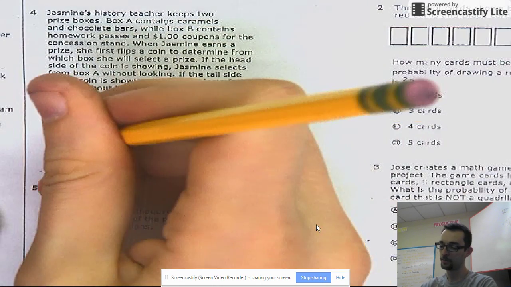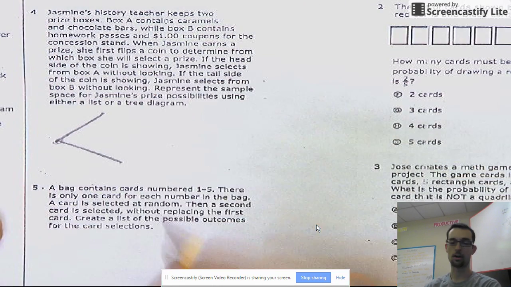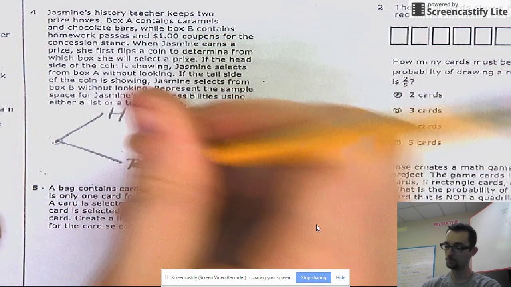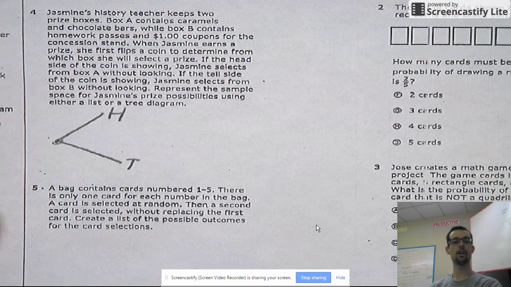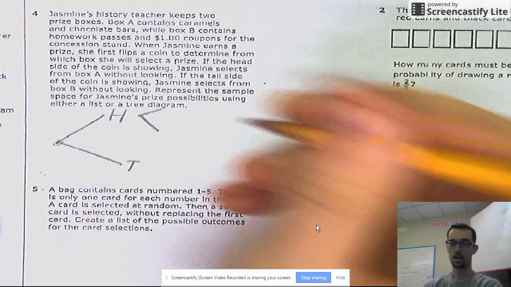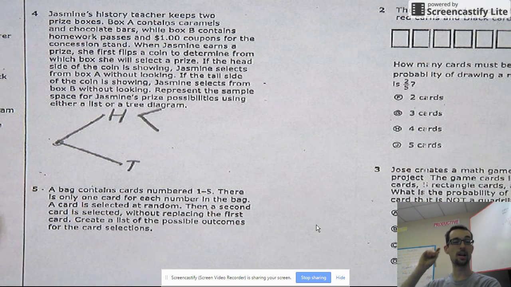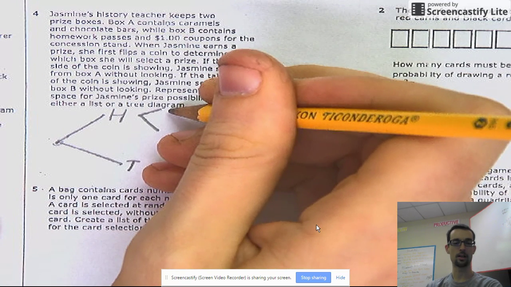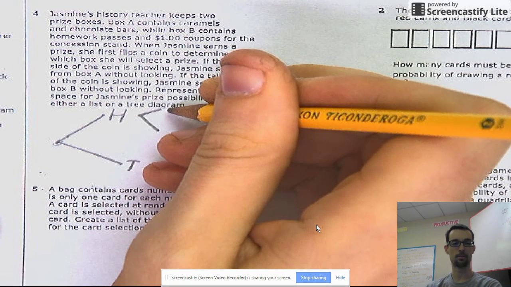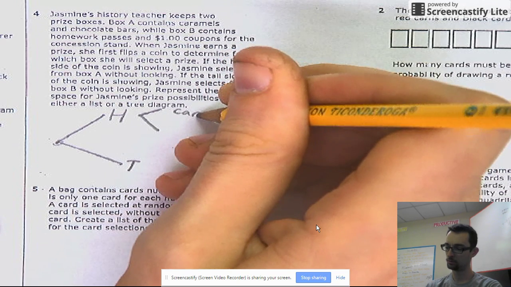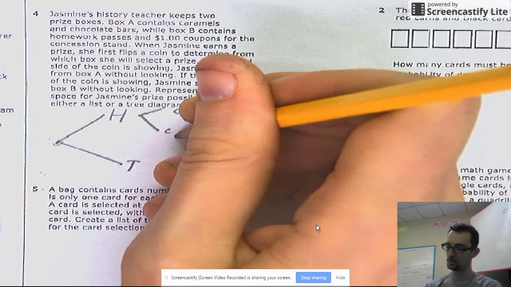Here's Jasmine. First thing she does is she flips a coin. There are 2 outcomes. Either she gets a tail or she gets a head. Once she flips a coin, then she takes that box and she reaches inside of it. So for H, for heads, it was Box A. So she gets to reach in and she might get what? What are her outcomes from Box A? She might get a caramel or she might get a chocolate.